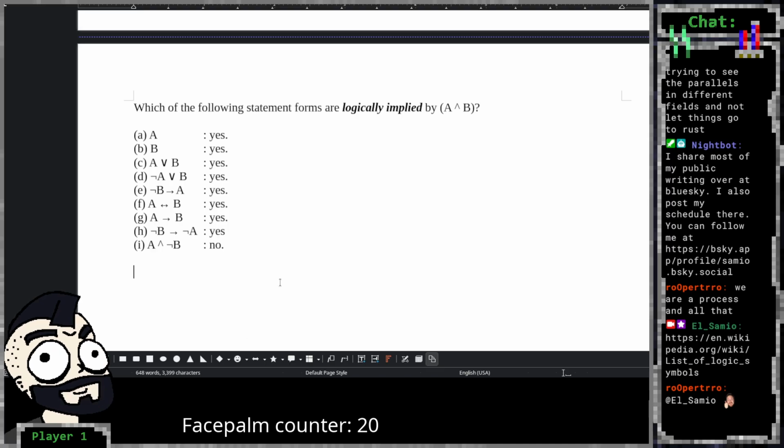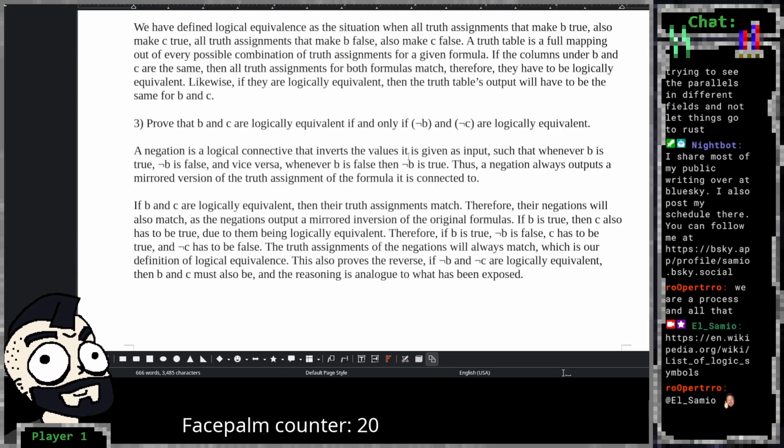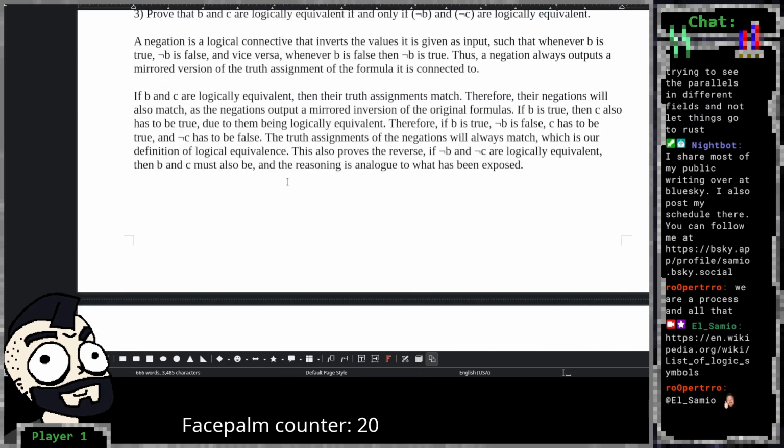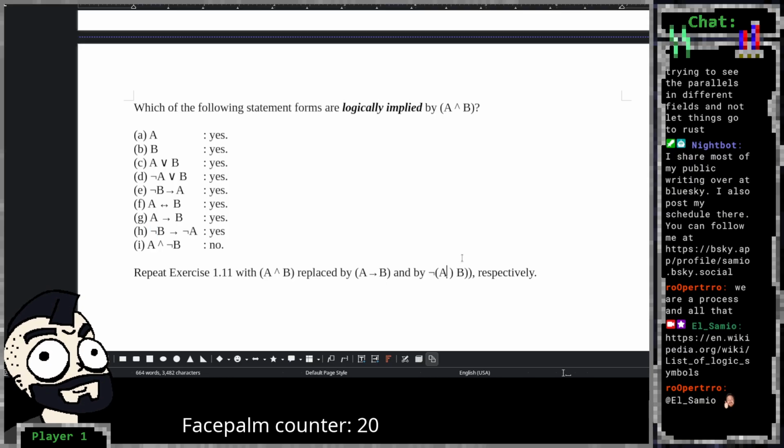And then Mendelssohn messes with us and says, repeat what we just did, except replace by A implies B. And it is false that A implies B respectively.